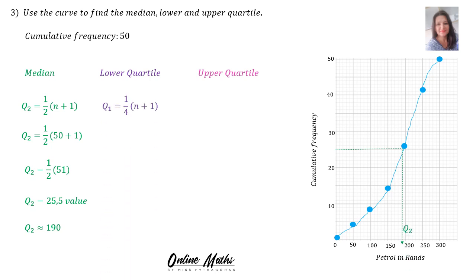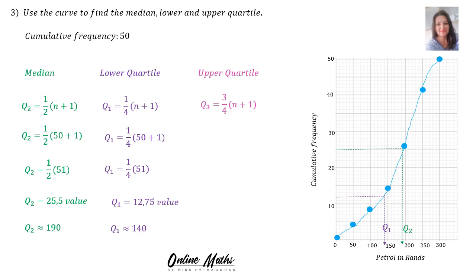The lower quartile, Q1, the formula is a quarter times n plus 1. So it's a quarter of 50 plus 1, a quarter of 51. And the value where you will read it off for Q1 on your cumulative frequency will be at 12,75. We go to 12,75, we read off the answer on the x-axis. Therefore, Q1's value will be 140.